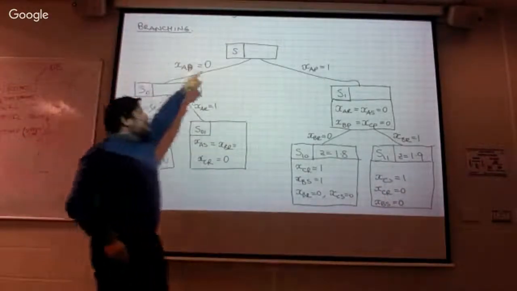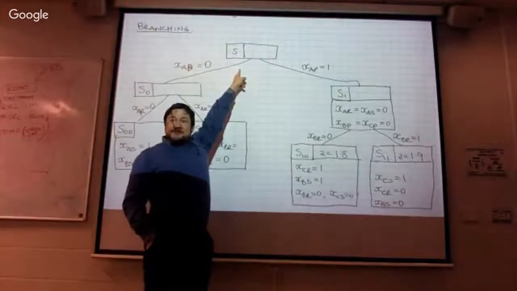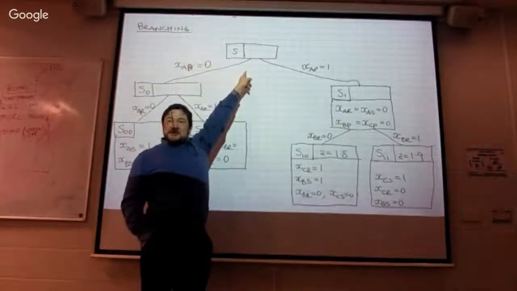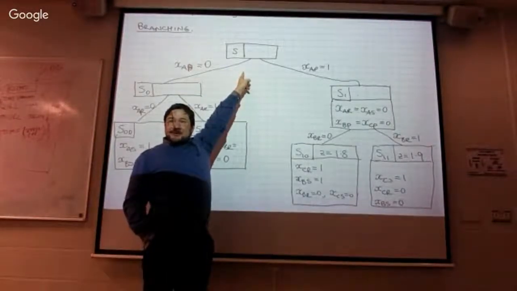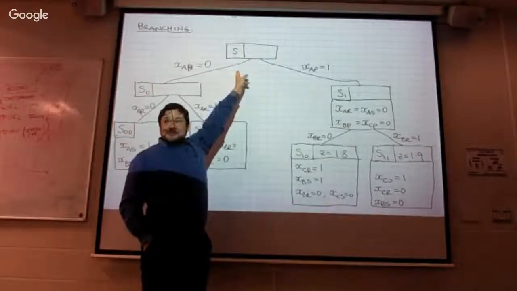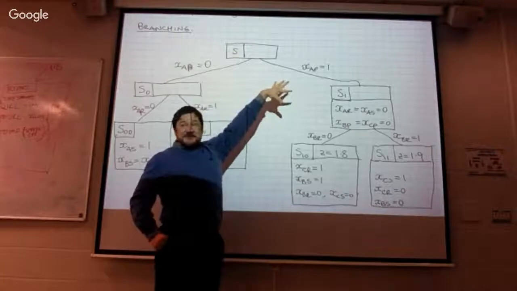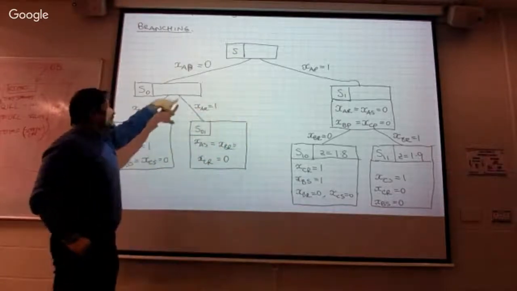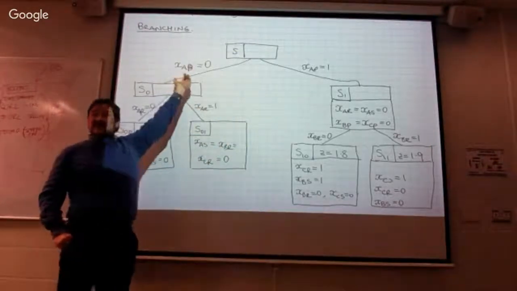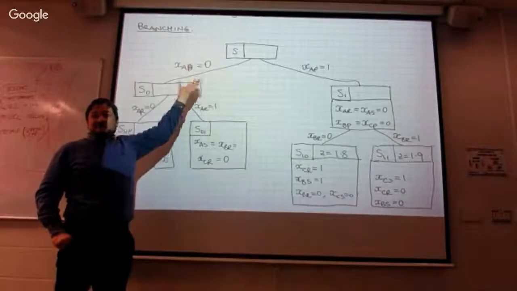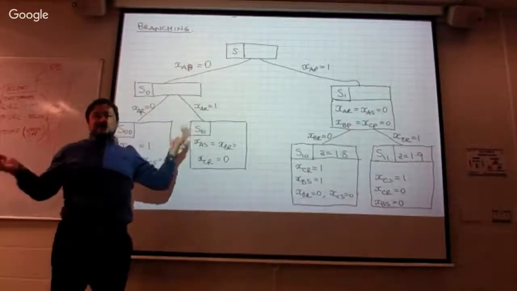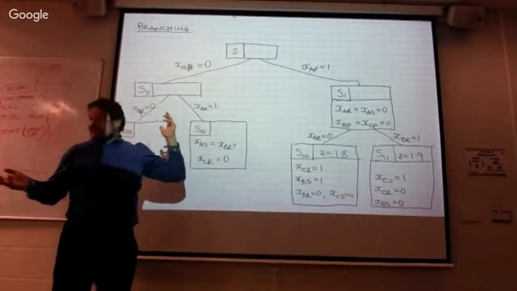Okay, you have your problem. That's the one that we started with. All the constraints, the objective, all the decision variables. Is that clear? Good. Now we split it into solving two subproblems. And I pick XAP because it's the first one. It doesn't really matter which one I take.